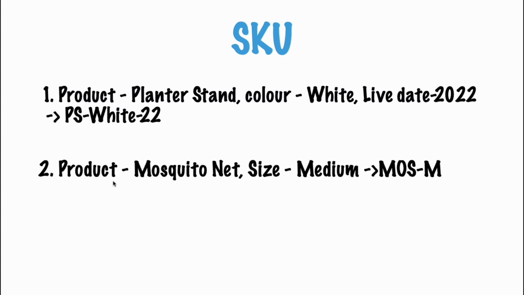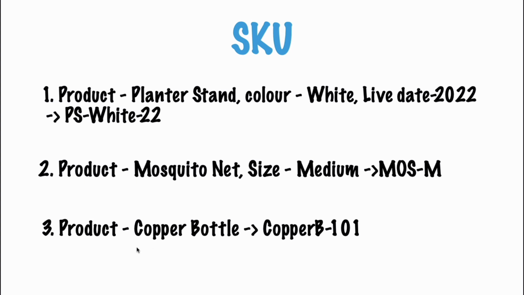Next example is the product mosquito net. The size is medium, so I will give the name MOS-M. The third example is if I have a product copper bottle, I will give the name copper B101. So you can have alphanumeric characters, you can use a space, you can use a hyphen, it's totally your choice. So guys, let's move to GTIN.